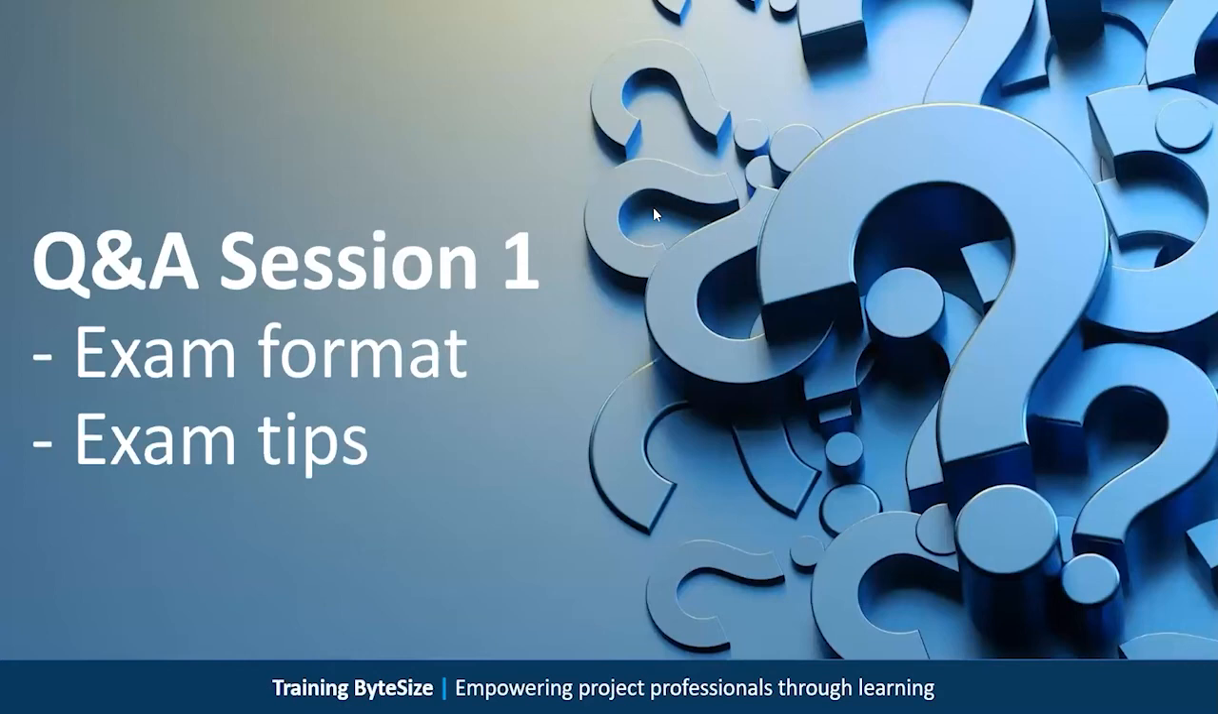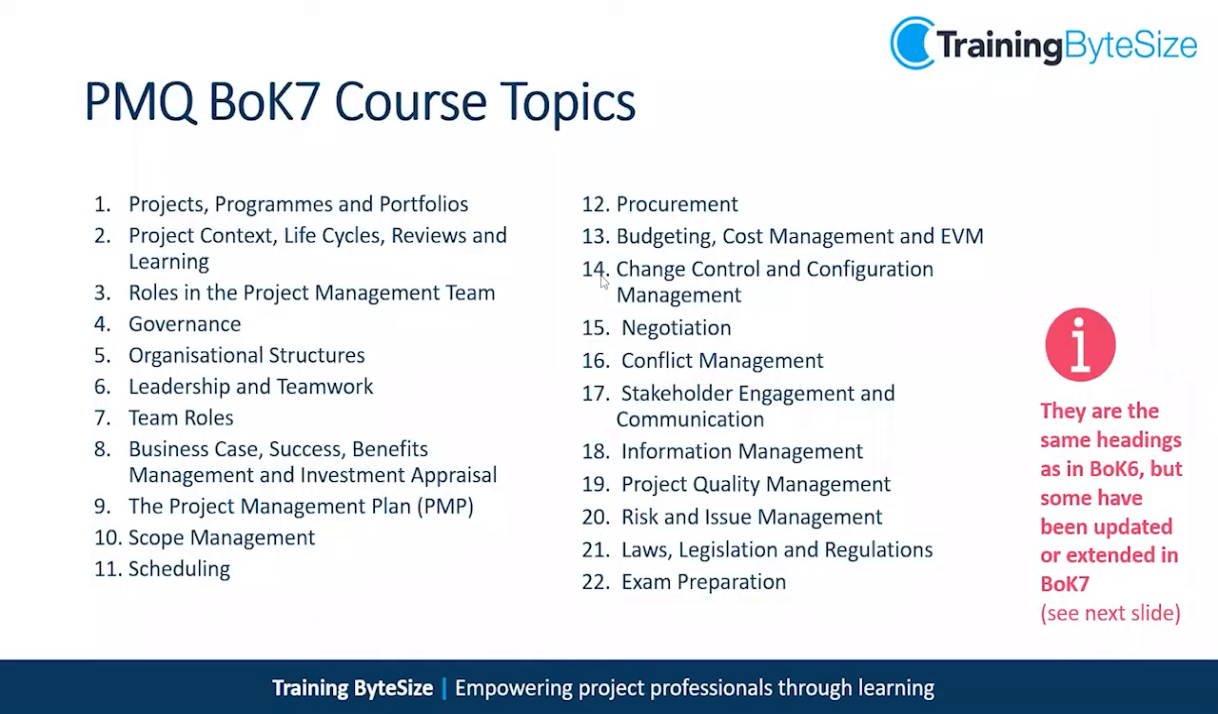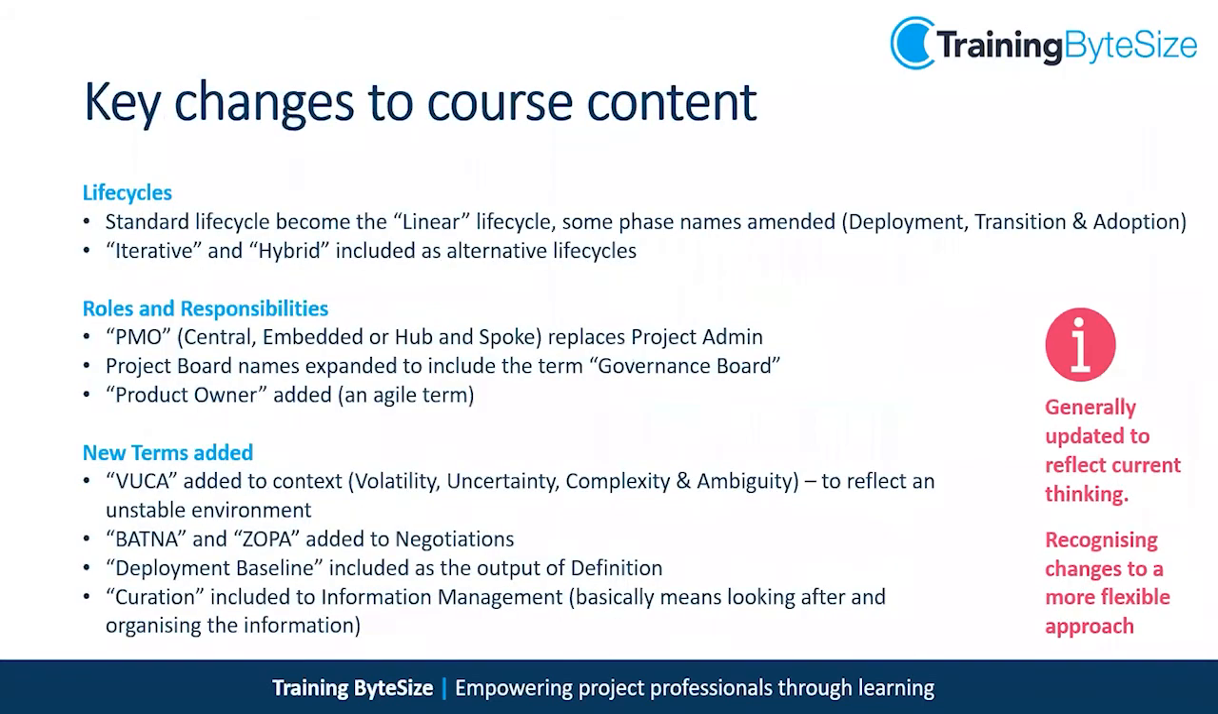Yeah, of course. So we'll go through some of the changes quickly. I'm not going to spend ages on this because this is what we have the courses for. There are 22 topics. They are the same headings as Body of Knowledge 6, but they have been updated or extended. Some of the terminology has changed, and there have been additions too. The main one that has seen significant change is life cycles.